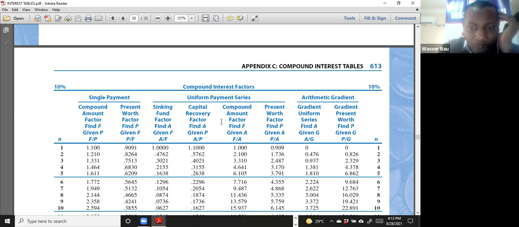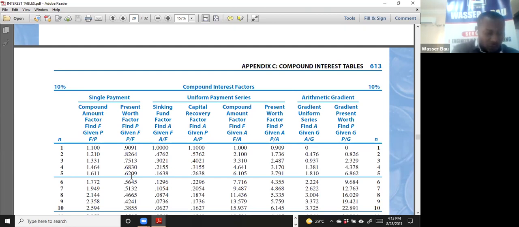Then these other ones are what we just explained. The first one means I'm looking for F and I'm given P. It's called single payment compound amount. That was the one I just explained to us. The second one is the single payment present worth. It means I'm looking for the present worth given the future worth. So these two values are the inverse of each other. If you check the inverse of 1.2, it will give you 0.82. You can try it. If you take the inverse of 1.6, it will give you 0.62. Somebody should try it.